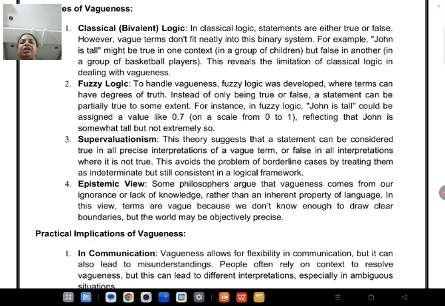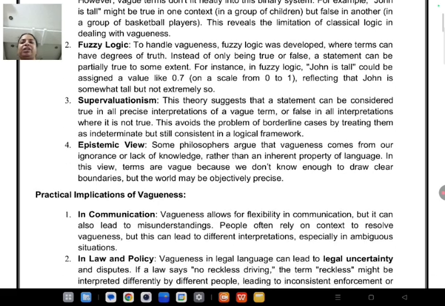Another one is fuzzy logic, where we apply a percentage of trueness and falseness. Based on the percentage, we can say whether the concept is true or false. If it is greater than 0.5, we can say it is true. If it is less than 0.5, it is false. Next one is supervaluation. Whenever we take vague information, we need to check whether it is exactly true or completely false. If it is 100% true, then only we can say it is true information, otherwise it is false.